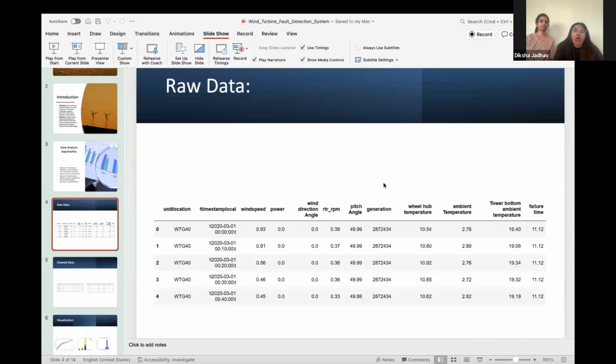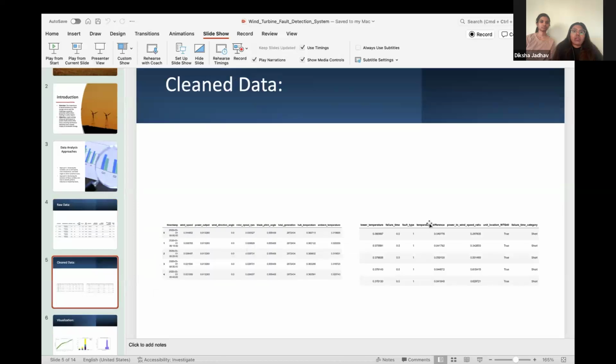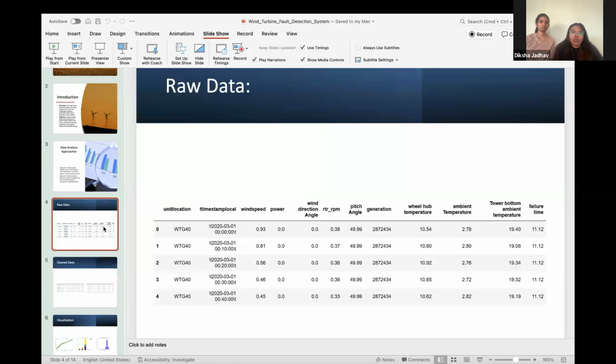I'll show you the raw data we gathered. This is the raw data that we gathered from the internet, and after doing all the pre-processing on it, this was the clean data that we could acquire for our project. Data processing, as we all know, is a very critical step in every machine learning project. The raw data that we collected from the turbine often contains noise, missing values, and many outliers. These issues can skew the results and reduce the model's accuracy.